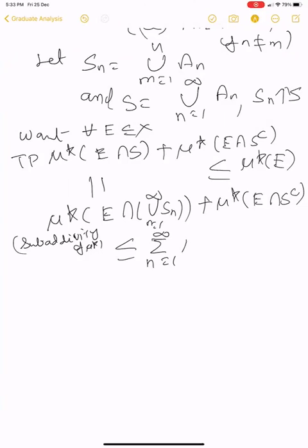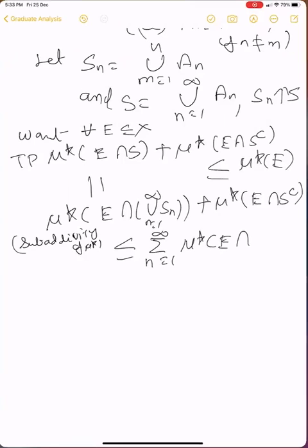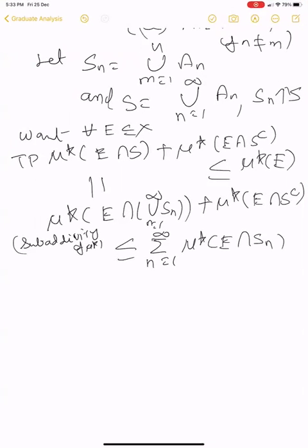Sum from n equal to 1 to infinity, mu star of E intersection Sn. Right? Is that Sn? Oh no, sorry. Why did I write Sn? This I can write as An. Okay. Plus mu star of.